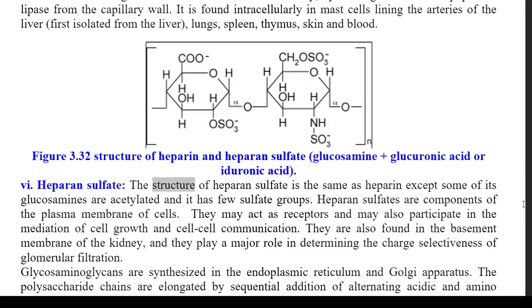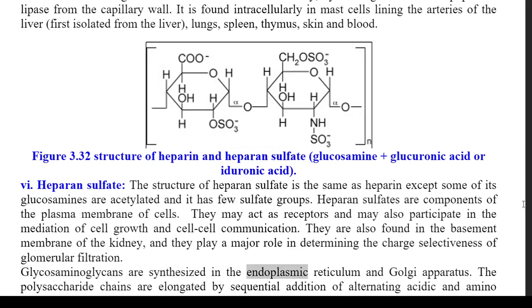6. Heparan sulfate. The structure of heparan sulfate is the same as heparin except some of its glucosamines are acetylated and it has fewer sulfate groups. Heparan sulfates are components of the plasma membrane of cells. They may act as receptors and may also participate in the mediation of cell growth and cell-cell communication. They are also found in the basement membrane of the kidney, and they play a major role in determining the charge selectiveness of glomerular filtration.